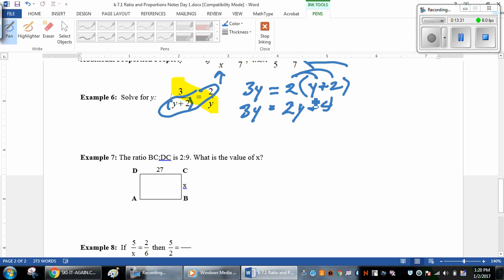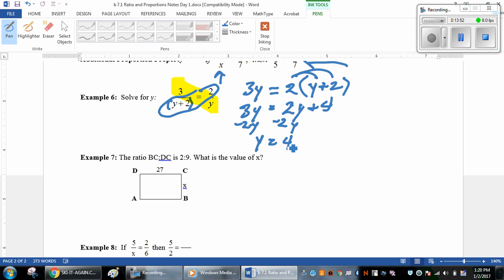Sorry, that got a little messy with the stylus. Let's try to clean it up here. Get my y's on the same side, minus 2y, minus 2y. This is nice. 3y minus 2y is just 1y, or y, and I'm left with y equals 4. All right, not a bad deal, right? All right, now our next one here. Check out this next one. You guys should be able to do this one on your own.